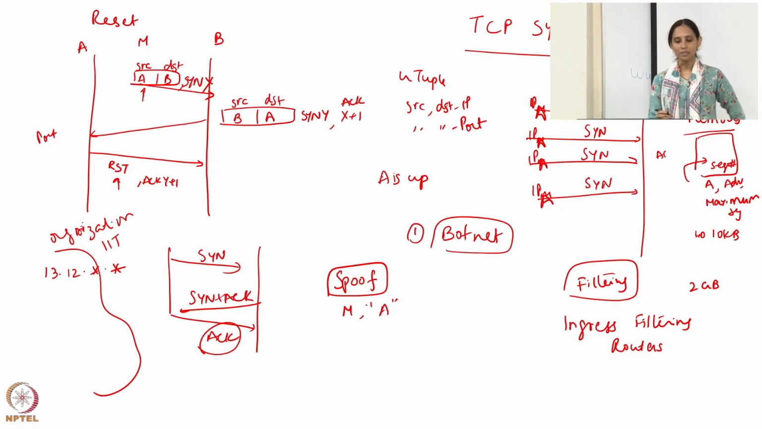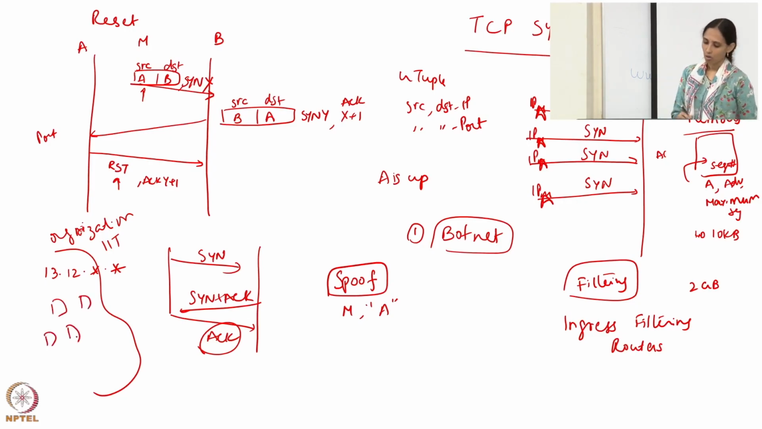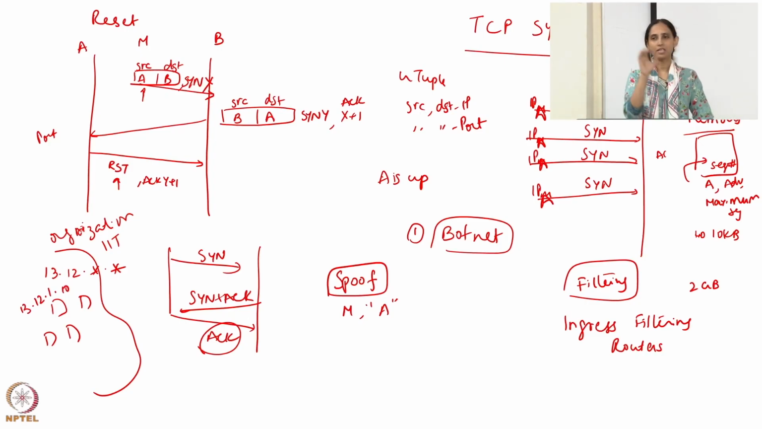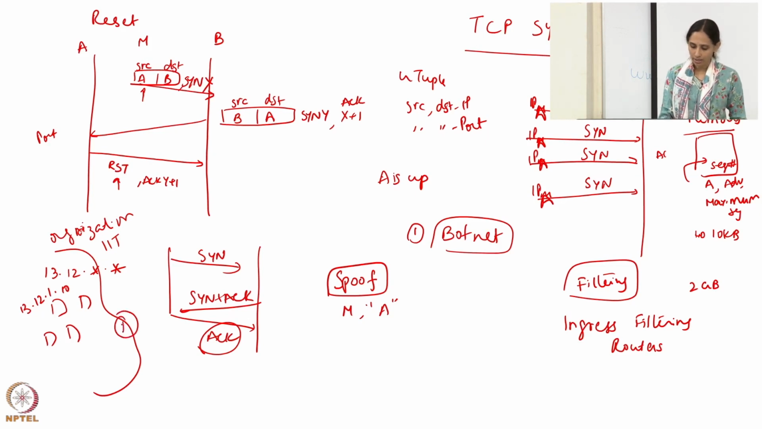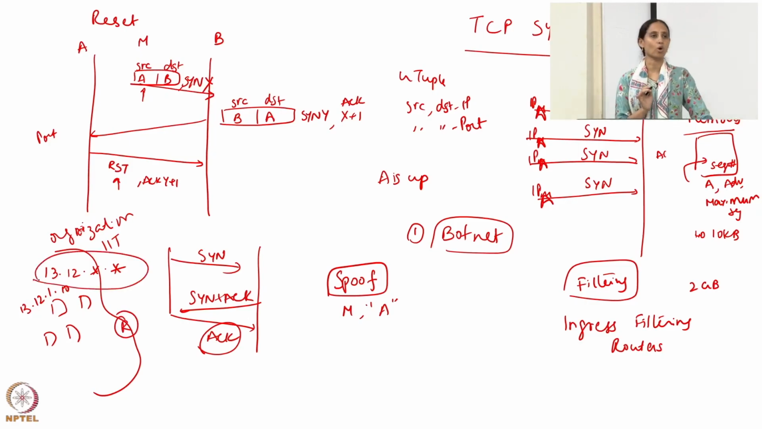13.12.***. That means all the machines that are part of this particular organization will have some addresses like this, where 13.12 will be fixed, whereas others can change. Now, there is a router that is going to serve this organization, and this router knows that all IP addresses within this belong to this block.